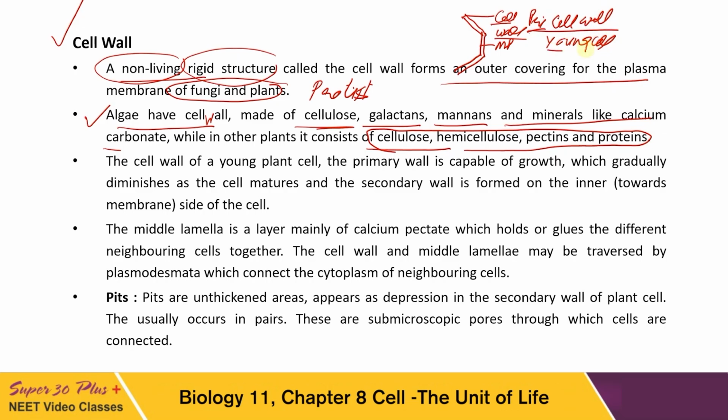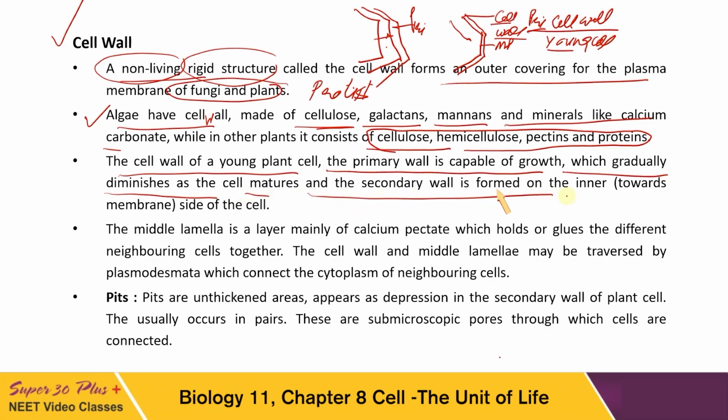This is what happens when the cell grows: outside this plasma membrane, the secondary cell wall will also be deposited. This is the secondary cell wall, and this is the primary cell wall. Right below the primary cell wall, the secondary cell wall will be deposited. Come on now. In a young plant cell, the primary cell wall is capable of growth, which gradually diminishes as the cell matures, and the secondary cell wall is formed on the inner side of the cell, towards the membrane side.